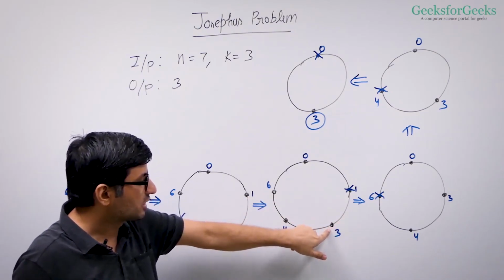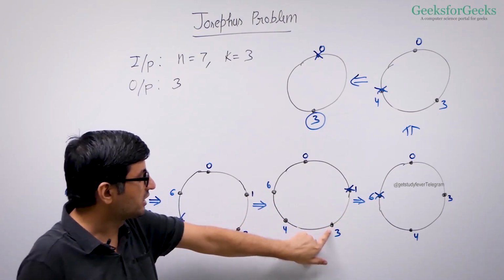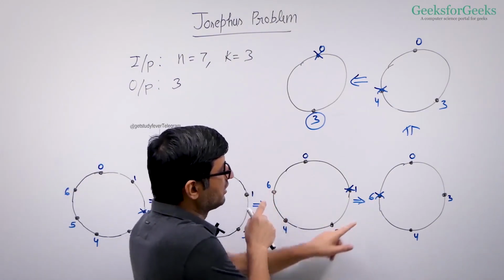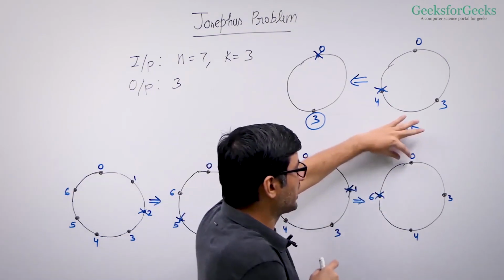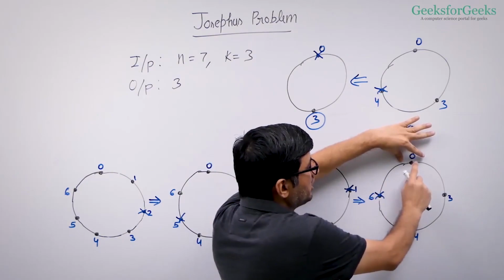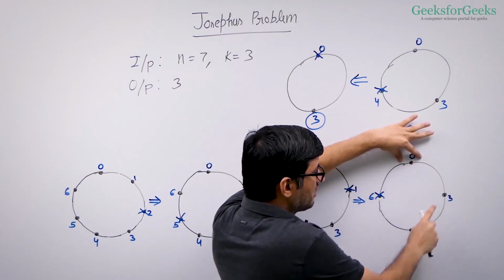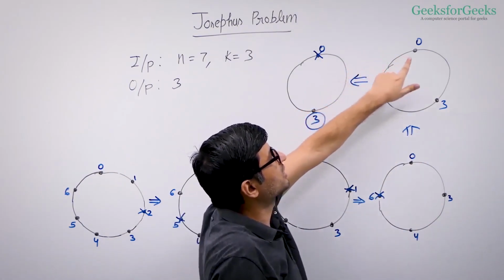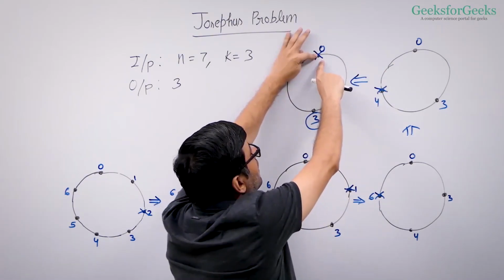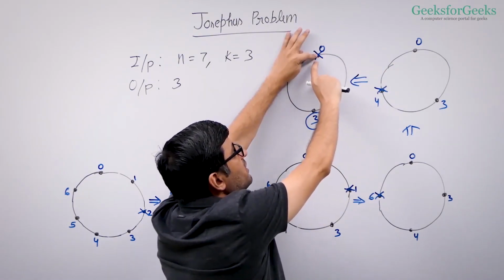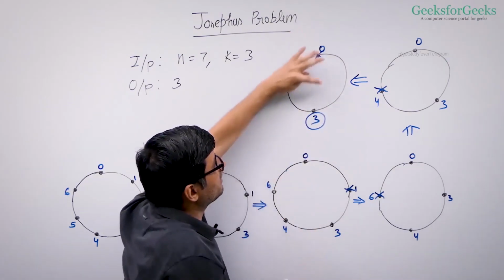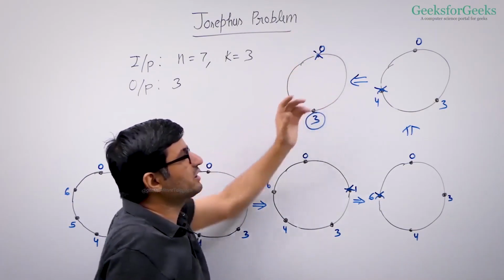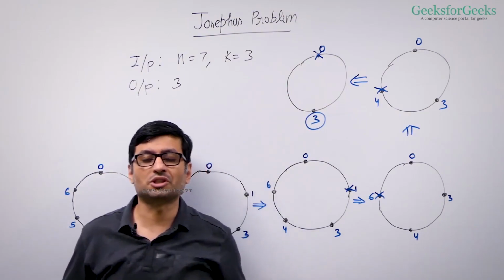Now the pistol is handed over to this person, and this person again kills the third person from here. First, second and third. So person 6 is killed. Now the pistol is handed over to the next person, and this person kills the third person from here. First, second, third. So the person number 4 is killed in the next iteration. And the pistol is handed over to person number 0. Person number 0 kills the third person starting from himself. First person, second person, third person. So this person kills himself, and the survivor is the person with index 3 or position 3.